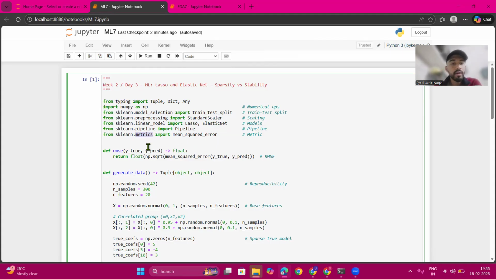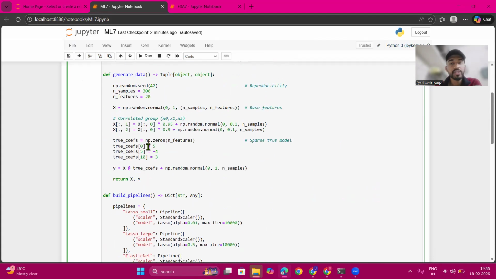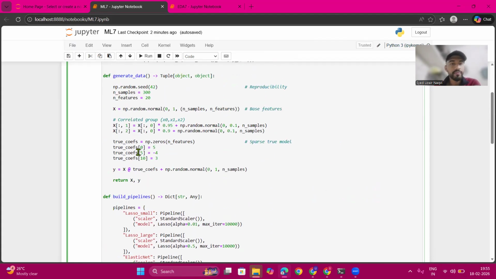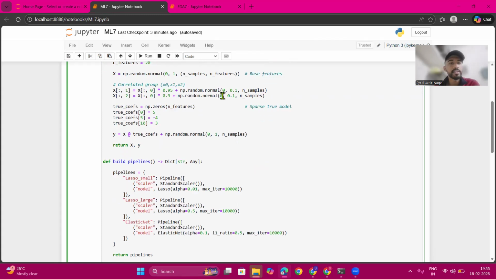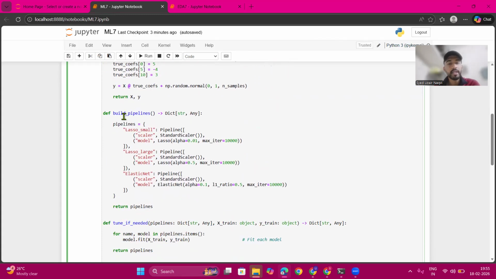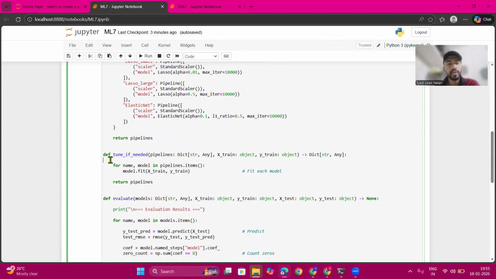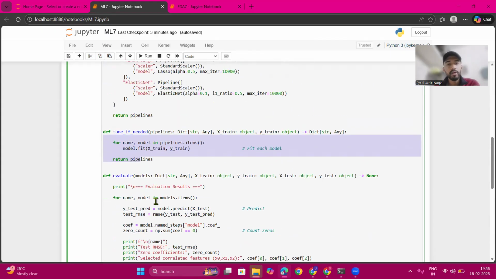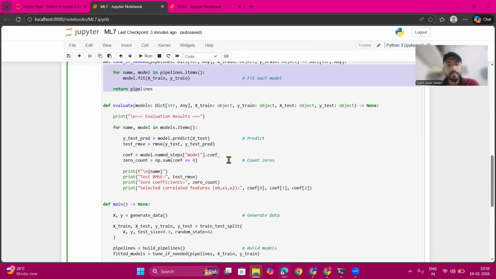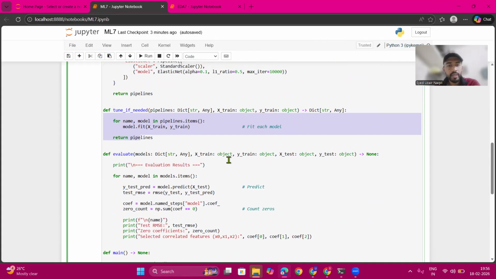So we have different functions. We have given RMSE as a separate function to generate the RMSE, and we are generating the data. We're building the pipeline, tuning if needed, and evaluation. Under this we'll be doing a lot of things. So for milestone one, that is the Lasso sparsity.